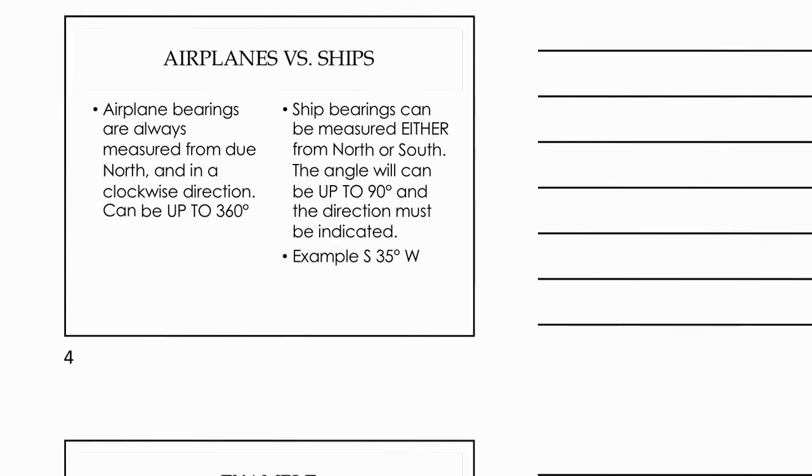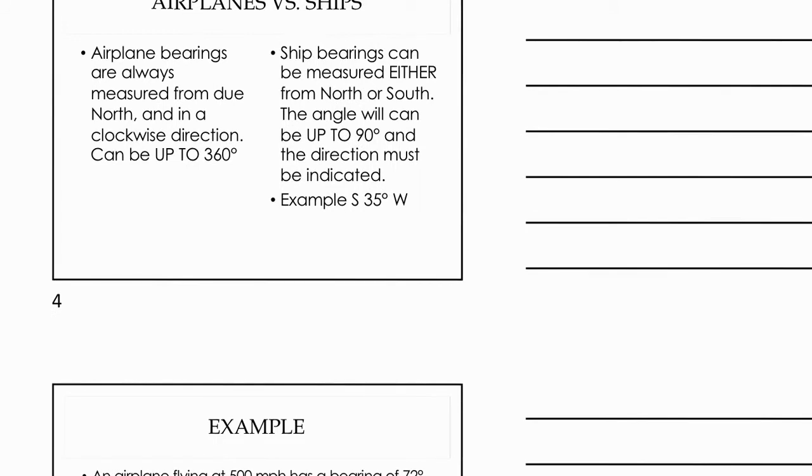Now, this particular slide that you're looking at is probably the reason why this lesson is sort of confusing at times. I highly encourage you to ask questions about this on Zoom, or if you're an in-person person, ask me while you're in class. I'll let you read this. Airplanes are always measured from due north and in a clockwise direction. Let me switch to a pen. Here we go.